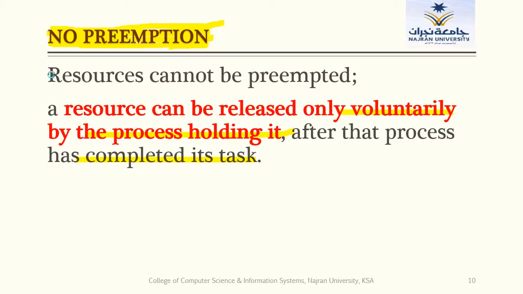Then number 4, we discussed circular wait. In circular wait, the processes are waiting in a circle. Maybe P0 is waiting for a resource which is currently held by P1, P1 is waiting for P2, P2 is waiting for P3, and so on. Pn minus 1 is waiting for Pn, and Pn is waiting for P0.